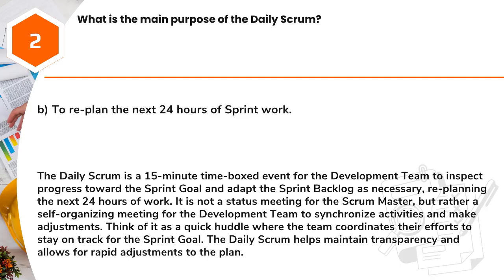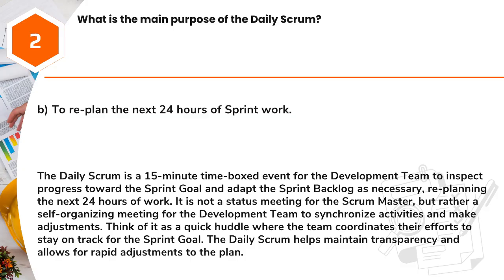Answer: B. To replan the next 24 hours of sprint work. The daily Scrum is a 15-minute time-boxed event for the development team to inspect progress toward the sprint goal and adapt the sprint backlog as necessary, replanning the next 24 hours of work.